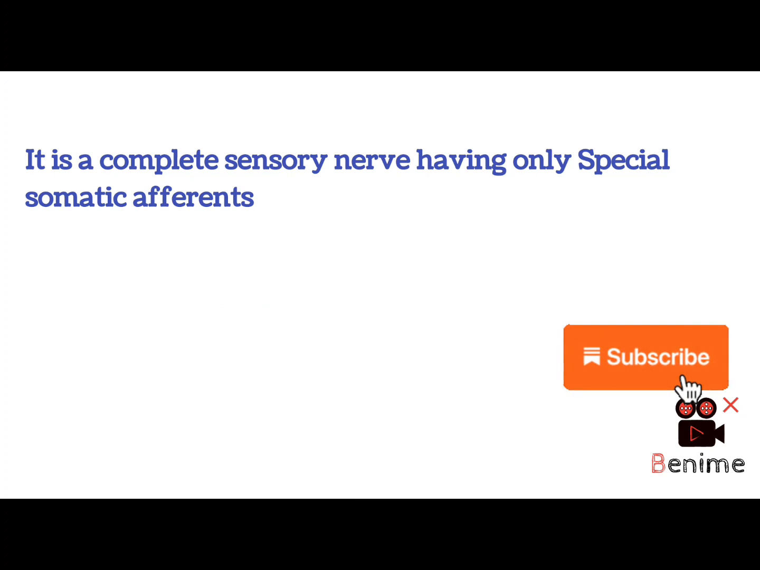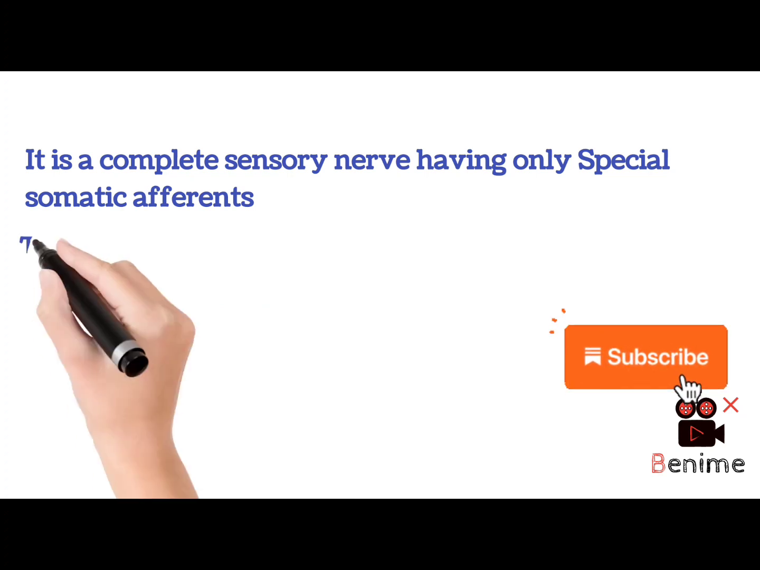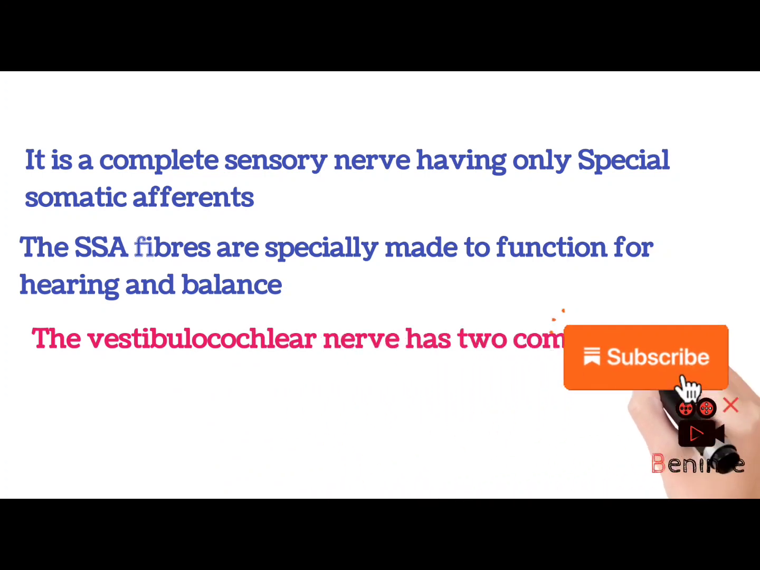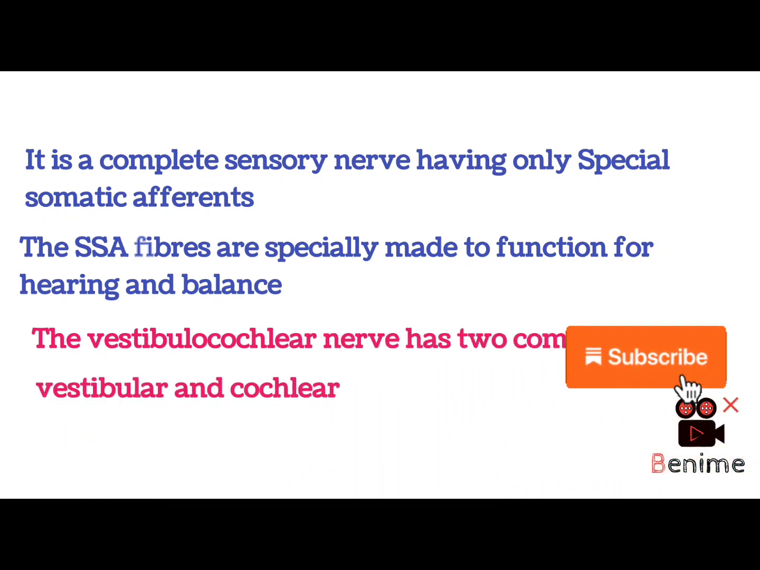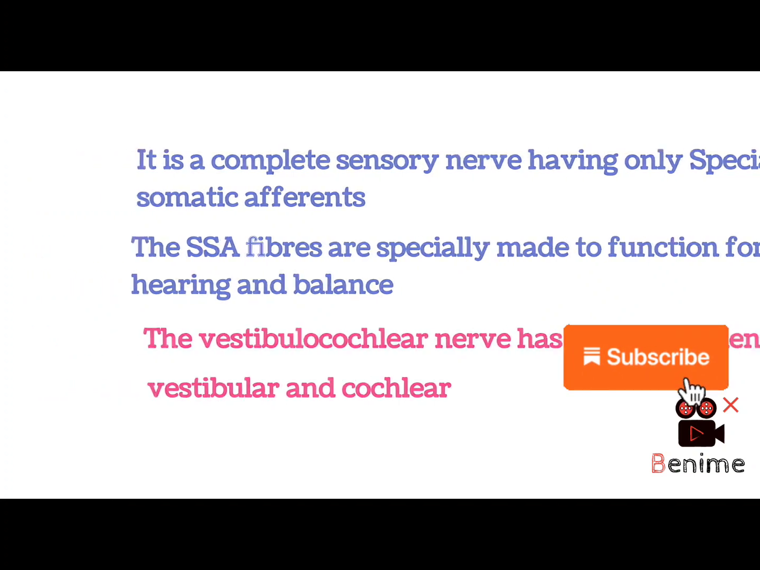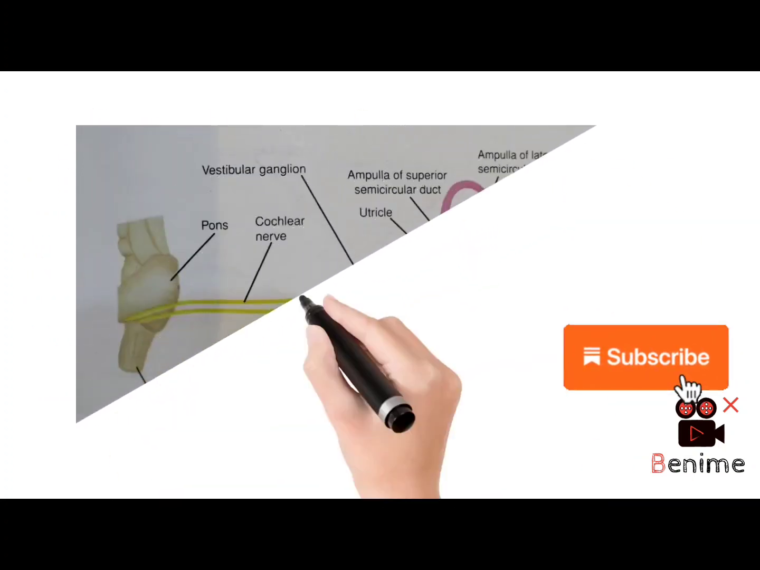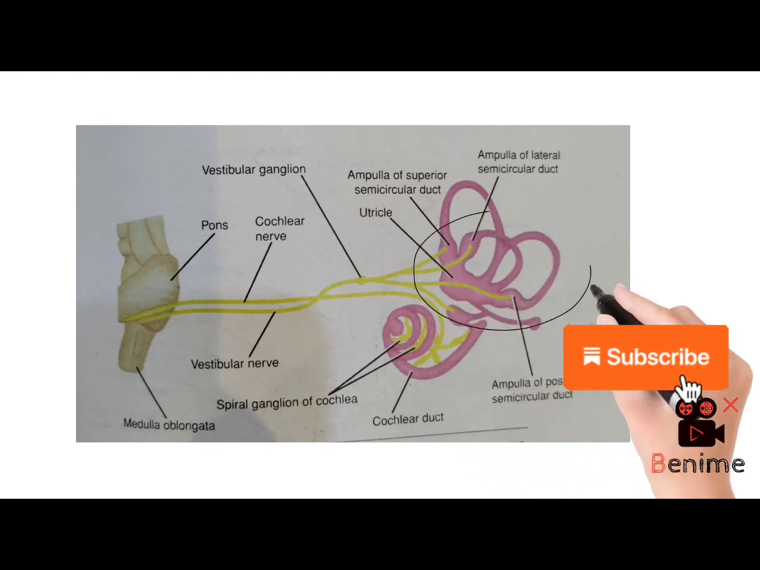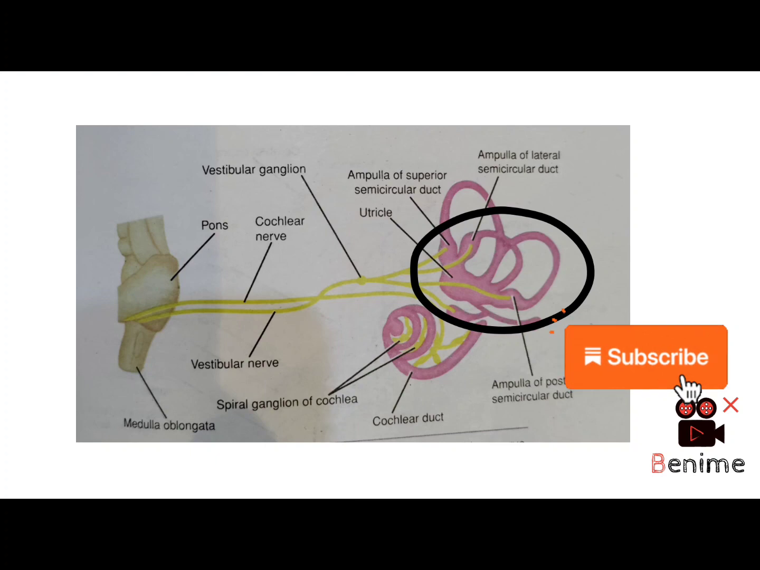This nerve is completely a sensory nerve and it has just special somatic afferent fibers which are made up for hearing and balance. It has two components, the vestibular and the cochlear component. Vestibular is a separate nerve and the cochlear nerve is a separate one. Look at this picture. It shows the cochlear nerve which is separate and the vestibular nerve which is separate, and on entering the pons they merge with each other to form the vestibulocochlear nerve.